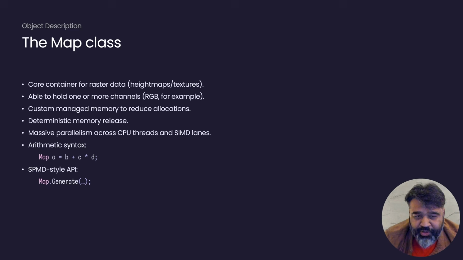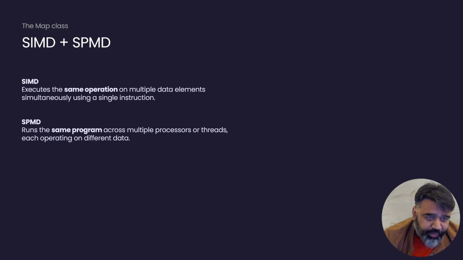And then, as I mentioned, we needed to have a very elegant but high standard of code writing. And so the map gave us an arithmetic syntax that we could use for fast prototyping. But then we also got SPMD style API, so we could create kernels that could run efficiently and save us a lot of time.